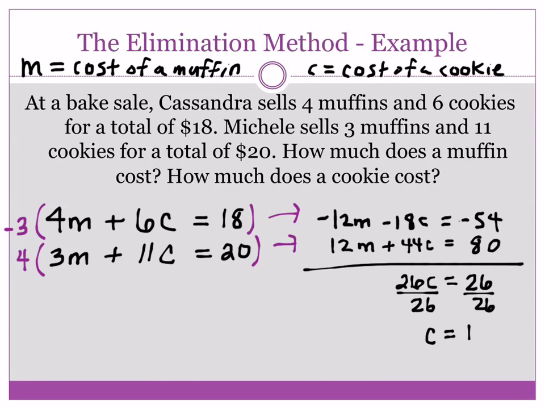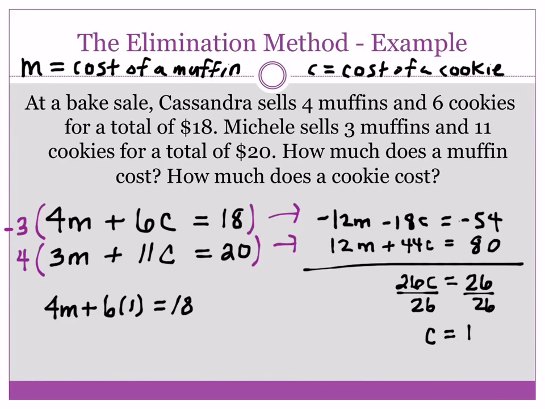Great, and I have 4 equations on the board, right? I can pick any one of them that I want. Probably the original ones are a little bit easier to work with because the numbers are smaller, right? So let's just take the very first one that we created, Cassandra's, okay? So we're going to take and write down 4M plus 6 times 1, obviously that's 6, equals 18.